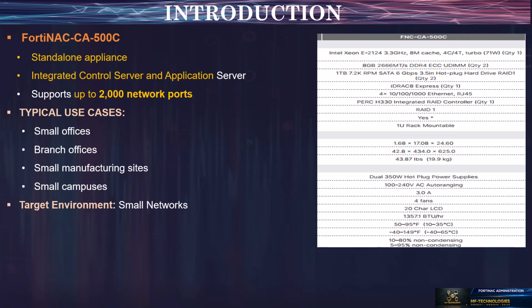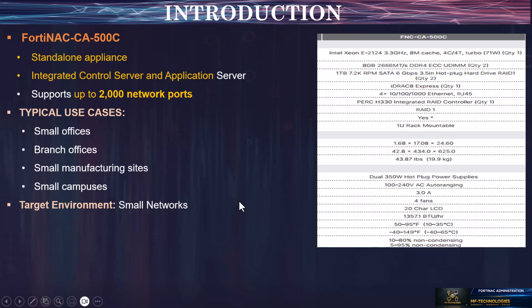If an organization operates from a single location with a relatively modest number of connected devices, 500 is often an excellent choice. It provides all core Fortinet functionality without requiring multiple servers or complex architecture. Okay, remember also that selecting the correct appliance is always based on sizing requirements, expected growth, and operational needs rather than simply choosing the lowest cost option.